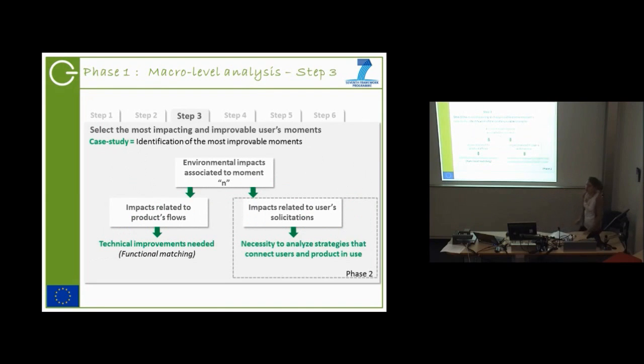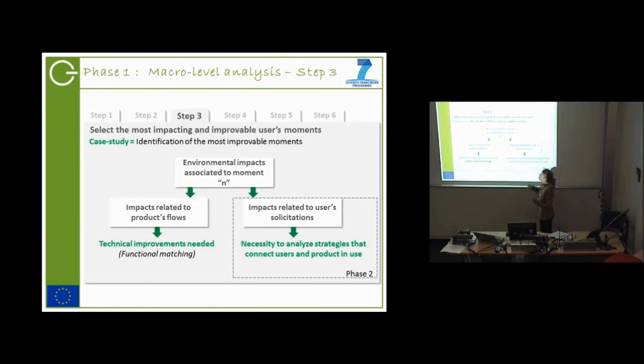Step 3 is to select the most impacting and improvable user moments in order to identify the level of action that we have through the modification of user behavior. The environmental impact associated with each moment is broken down into 2 different kinds of impacts. The first one is the impacts related to product flows, and the second one is the impacts related to user solicitation.